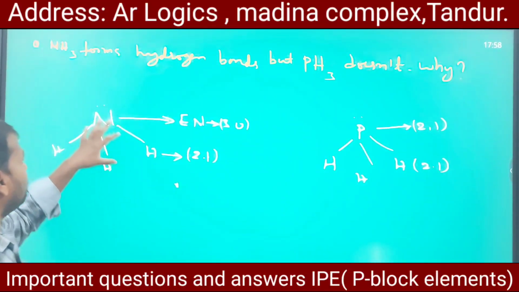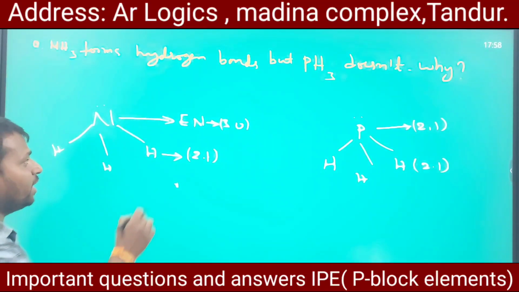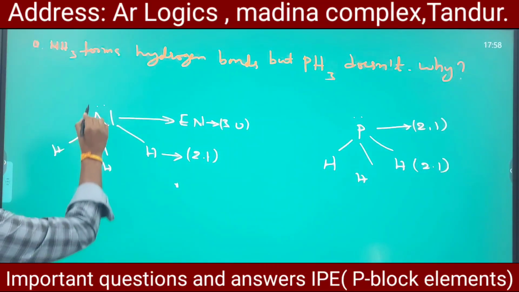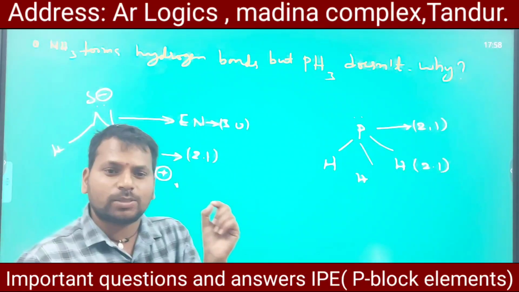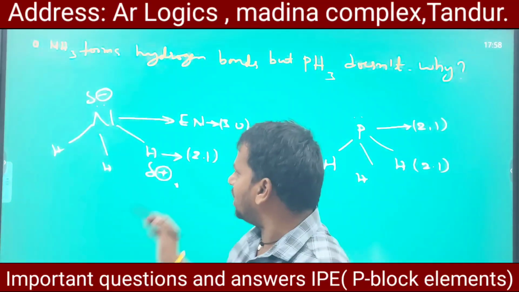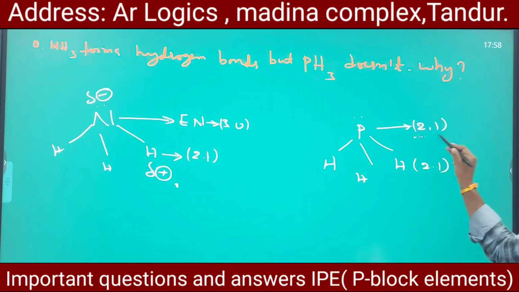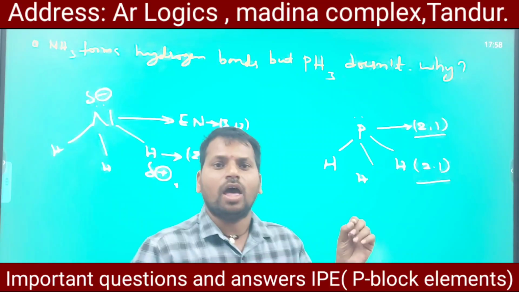Why? Because in the case of nitrogen the electronegativity is 3.0, and hydrogen's electronegativity is 2.1. Due to this electronegativity difference, polarization can take place. Partial negative charge appears on nitrogen and partial positive charge appears on hydrogen. Due to that polarization, NH3 forms hydrogen bonding. Whereas in PH3, phosphorus has 2.1 electronegativity and hydrogen has 2.1 electronegativity. Both have the same electronegativity, so there is no polarization. Due to the absence of polarization, PH3 cannot form hydrogen bonding.